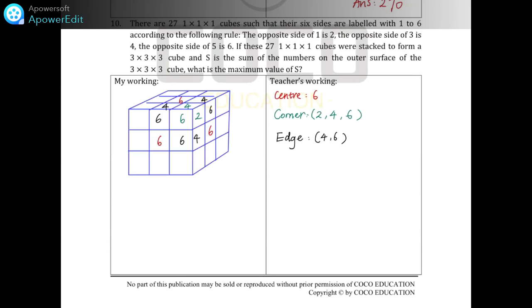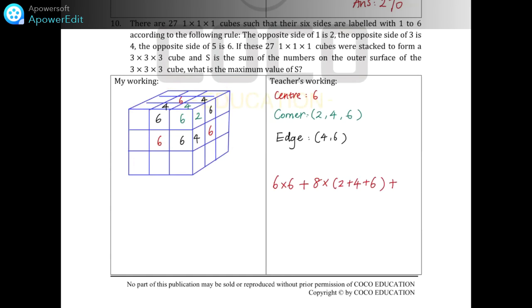Now let's check the total. For the center, there is 1 in each direction, there are 6 of them. So 6 times 6. For the corner, 1, 2, 3, 4, 5, 6, 7, there's 1 at the back, 8. There are 8 corners. So it's 8 times 2 plus 4 plus 6.